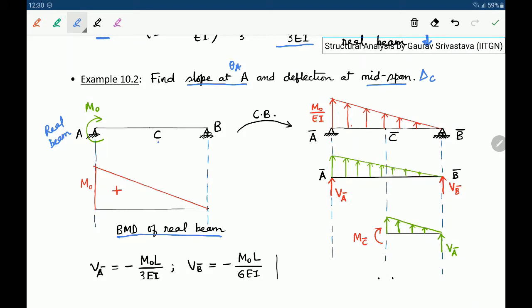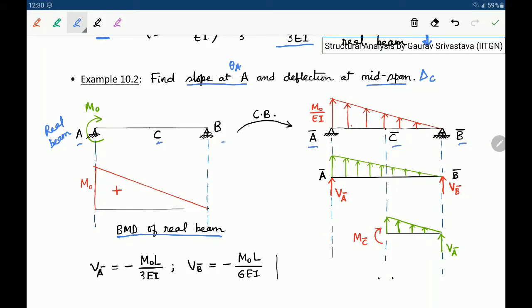When we make the conjugate beam, recall that for a pin or a roller support, the nature of the support does not change for the conjugate beam. So a simply supported real beam remains a simply supported conjugate beam also, right? So the points have corresponding images, A bar, B bar and C bar, which correspond to points A, B and C of the real beam.